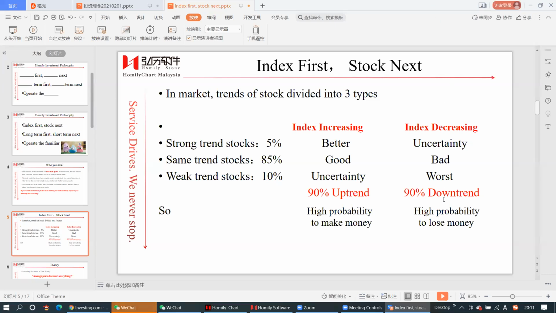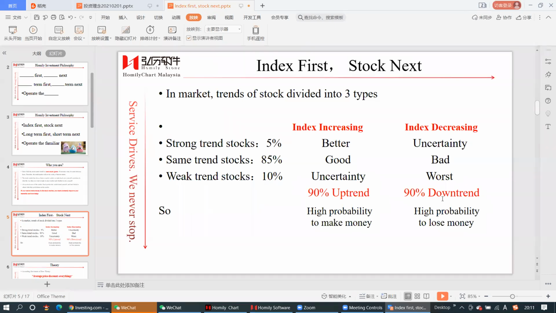So why? This one is the reason. Now you see here, when our index is decreasing, 90% of our market is in a downtrend. Our individual stocks are in the downtrend. So that's not so good. It means that when the index is increasing, you need to know how to divide your portion.